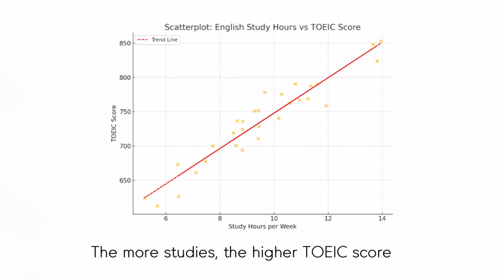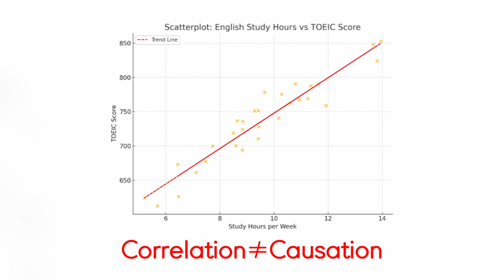But here's the important part. Correlation is not causation. Just because two things are related doesn't mean one causes the other. Maybe students study more because they already aim for a high score, not the other way around.